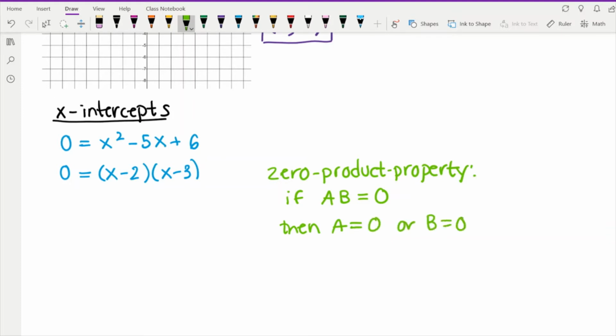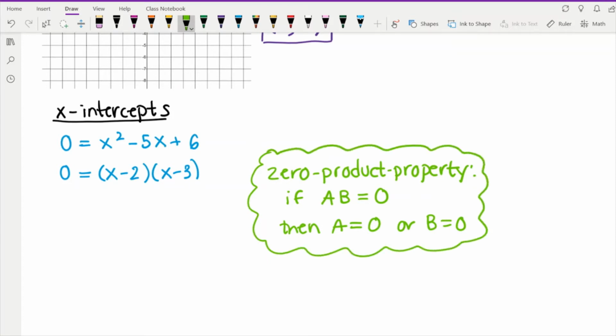And I want you to just pause and think about why that makes sense. I want you to really understand that that's true, right? There's no way that you can multiply two numbers together and get 0 unless one of them is 0. Try, you get extra credit if you can come up with two numbers that you multiply together and you get 0 where neither of the numbers is 0.